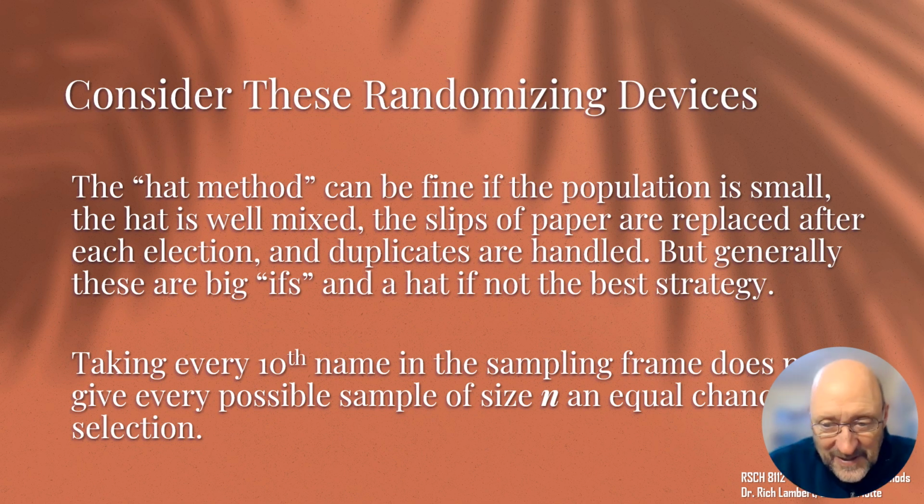Let me just restate all this now. The hat method can be fine if the population is small, the hat is really well mixed, and the slips of paper are replaced after each selection, and duplicates are handled. But generally, these are big ifs, and it makes the hat method really not a very practical or good strategy. Taking every 10th name, that's fine, because it does give every individual in the population an equal probability of selection, but does not give every possible sample of size n an equal probability of selection, as we mentioned.